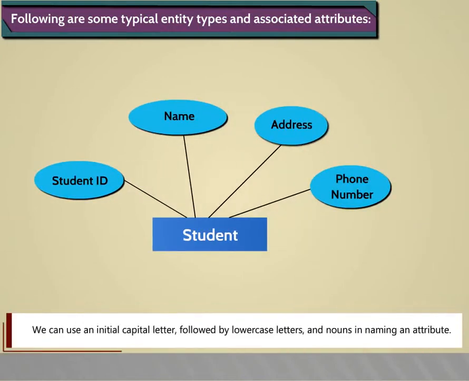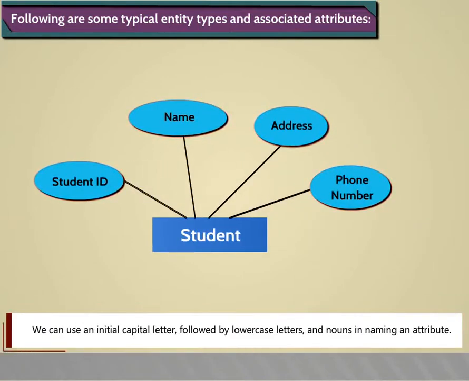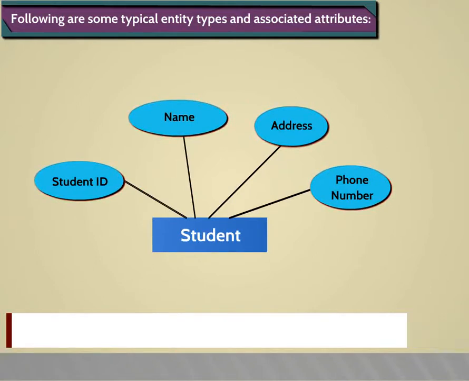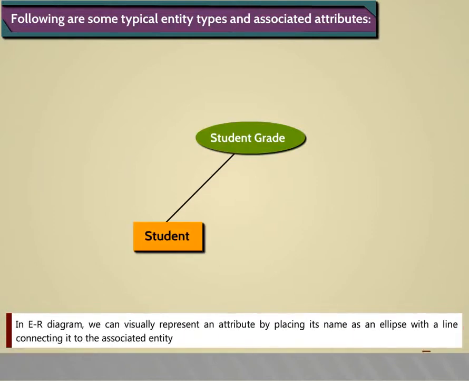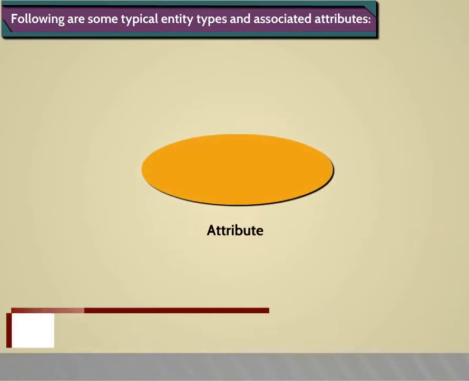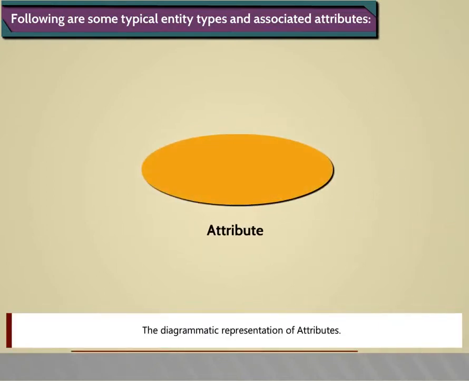We can use an initial capital letter followed by lowercase letters and nouns in naming an attribute. In an ER diagram, we can visually represent an attribute by placing its name as an ellipse with a line connecting it to the associated entity. The diagrammatic representation of attributes.